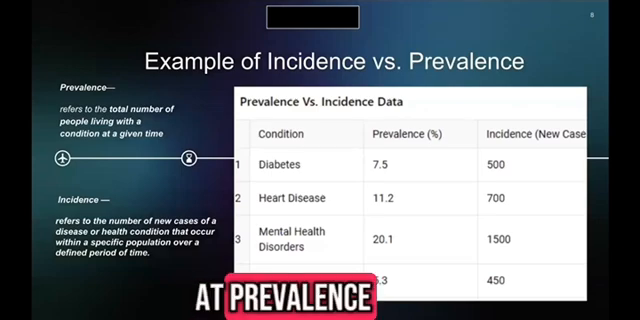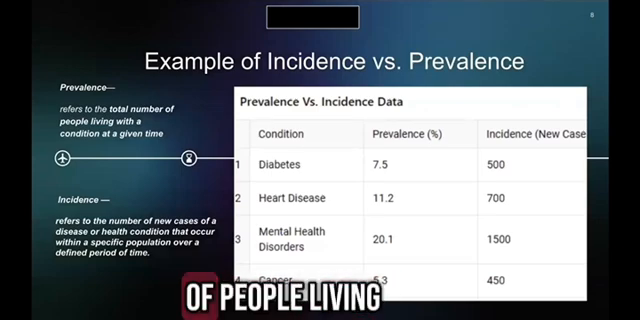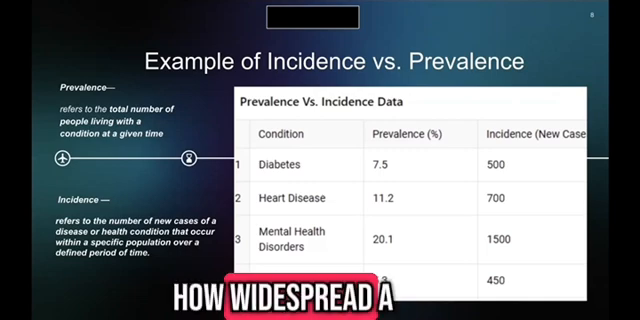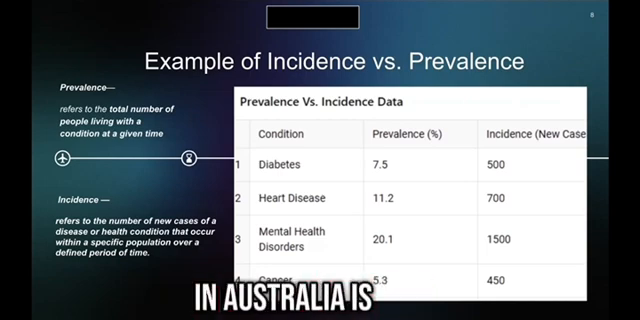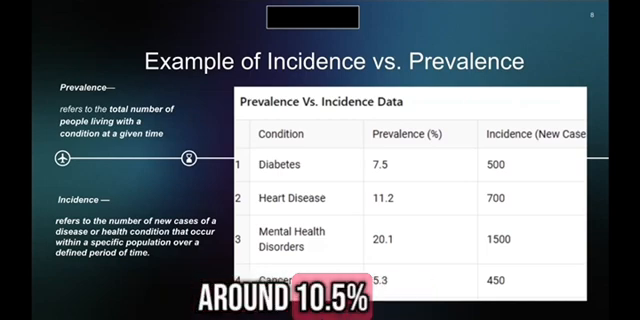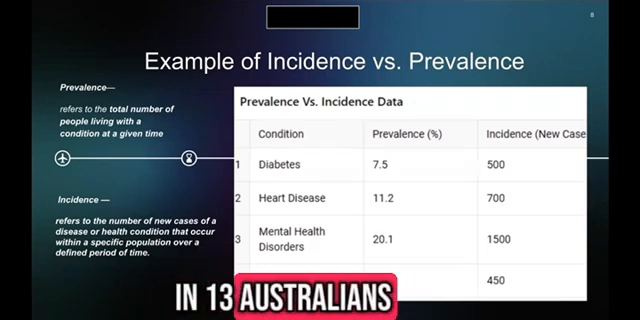Now let's look at prevalence. This refers to the total number of people living with a condition at a given time. It tells us how widespread a disease is in a population. For example, the prevalence of diabetes in Australia is around 7.5%, meaning nearly 1 in 13 Australians live with the condition.